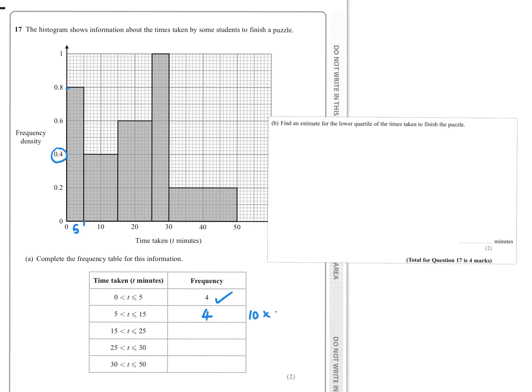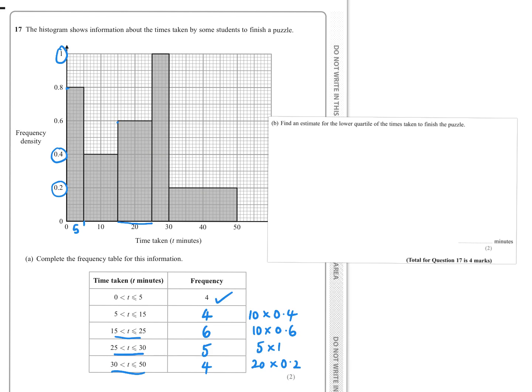So I'll just write it here, 10 times 0.4. For this interval here, it's 10 again. And we're timesing it by 0.6, so that's going to be 6. This interval is 5, and it's 1 high, so it's 5 times 1. I should write these in. And the last one is 20 by 0.2, which again you can see is 4 without a calculator, I'm sure. So you'll have 4, 6, 5, and 4 as the missing parts there.